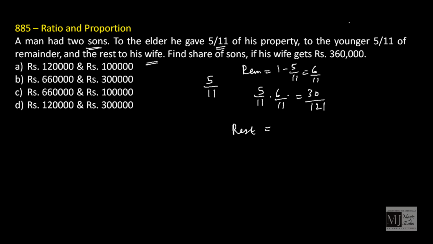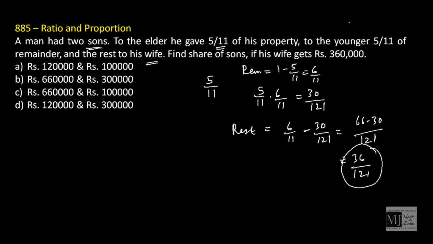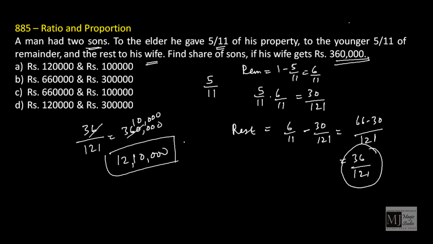Rest is how much? We are left with 6/11 minus 30/121. That would be 66 minus 30, or 36/121 part of the property. That is equal to 3,60,000. So 36/121 is 3,60,000. That means the entire property is 12,10,000. This was the property.